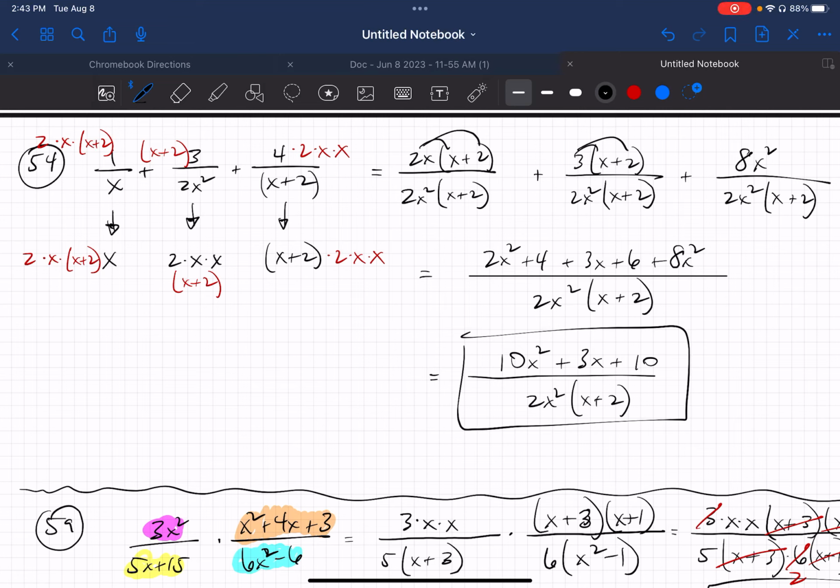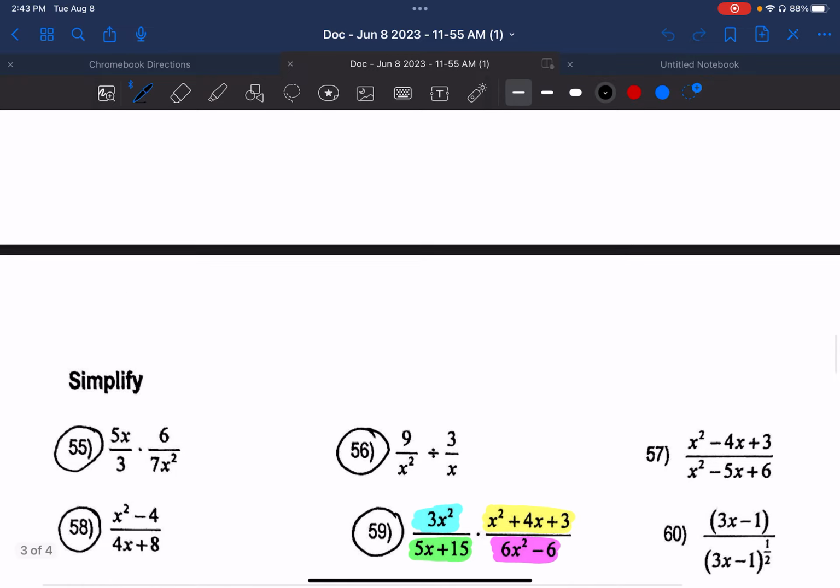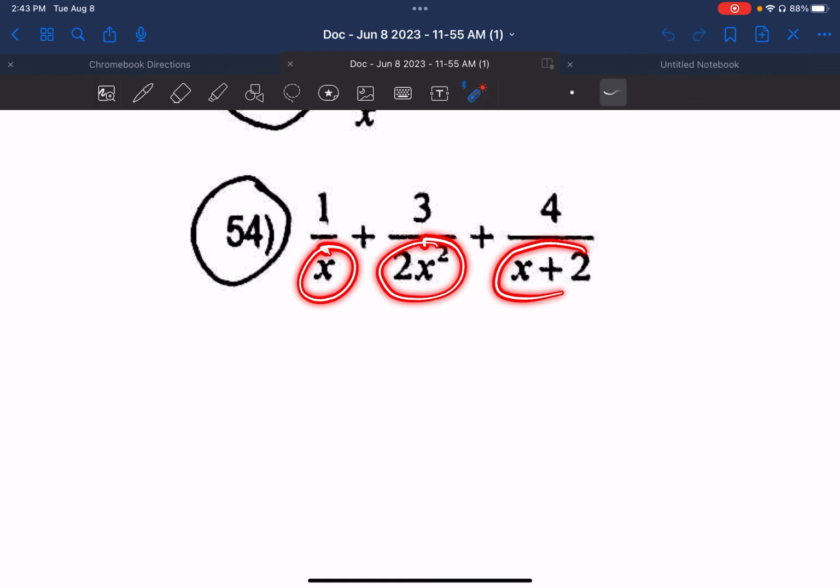All right, so number 54. Number 54 is originally here. Let's see. It's three fractions, three rational expressions that you're adding. So the first thing you have to do is find the common denominator for each of them. What's their common denominator between the three?